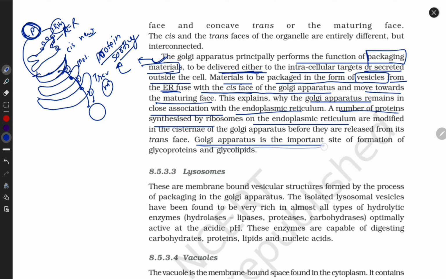The Golgi apparatus is an important site of formation of glycoprotein and glycolipid. The ER also contributes to the formation of lipid, but the Golgi apparatus helps in the formation of glycoprotein and glycolipid. Carbohydrate plus protein, carbohydrate plus lipid. This is the sugar part plus protein, sugar part plus lipid.